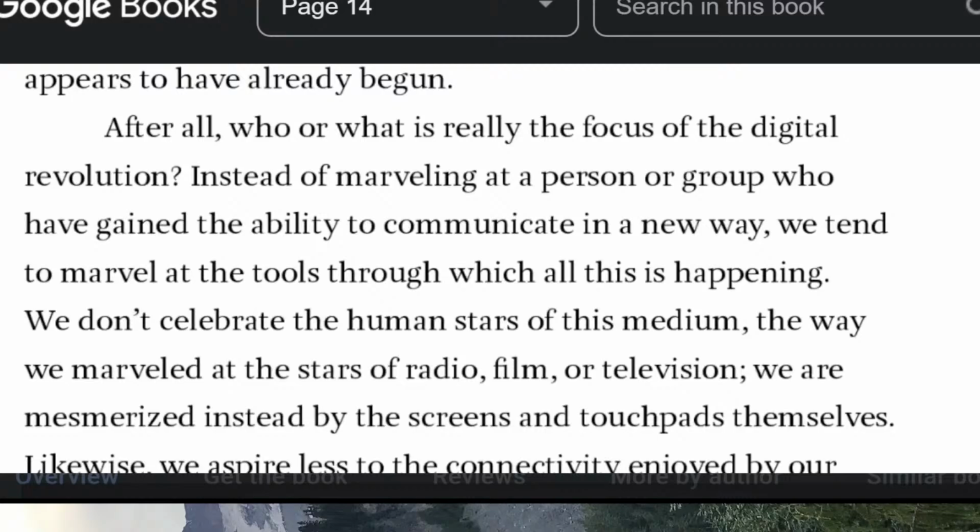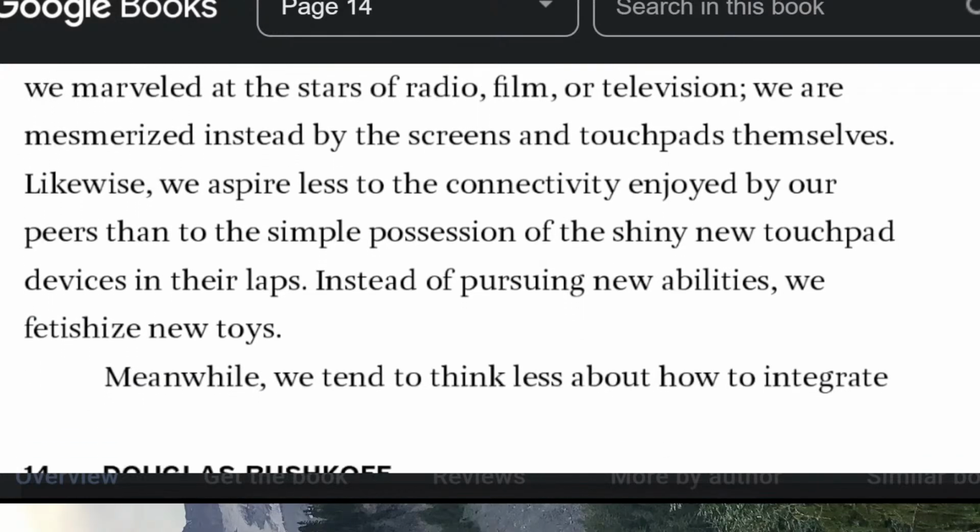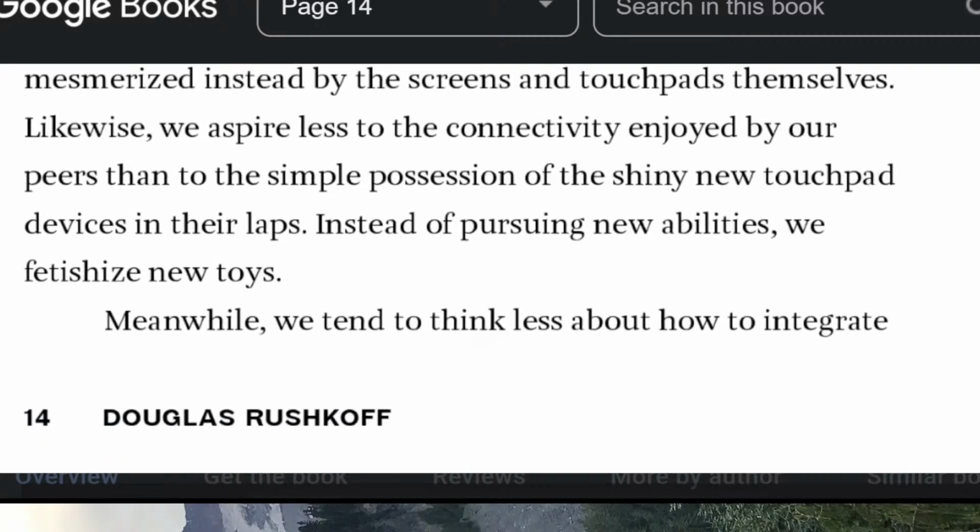After all, who or what is already the focus of the digital revolution? Instead of marveling at a person or a group who have gained the ability to communicate in any way, we tend to marvel at the tool through which all this is happening. We don't celebrate the human stars of this medium the way we marveled at the stars of radio, film, or television. We are mesmerized instead by the screens and touchpads themselves. Likewise, we aspire less to the connectivity enjoyed by our peers than the simple possession of the shiny new touchpad devices in their laps. Instead of pursuing new abilities, we fetishize new toys.